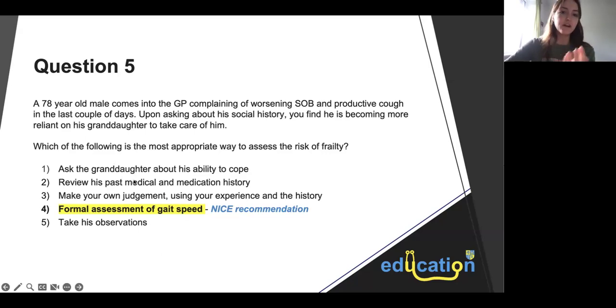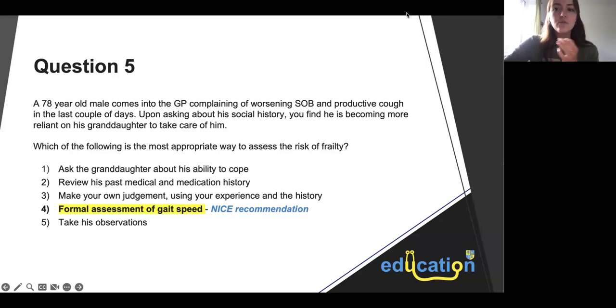Yeah, if that granddaughter is present, asking the granddaughter, obviously you'd always want to involve relatives. Taking an observation again would be part of the GP consultation. However, remember what the question asks: what is the most appropriate way to assess the risk of frailty? That is pointing towards something practical that can be done.